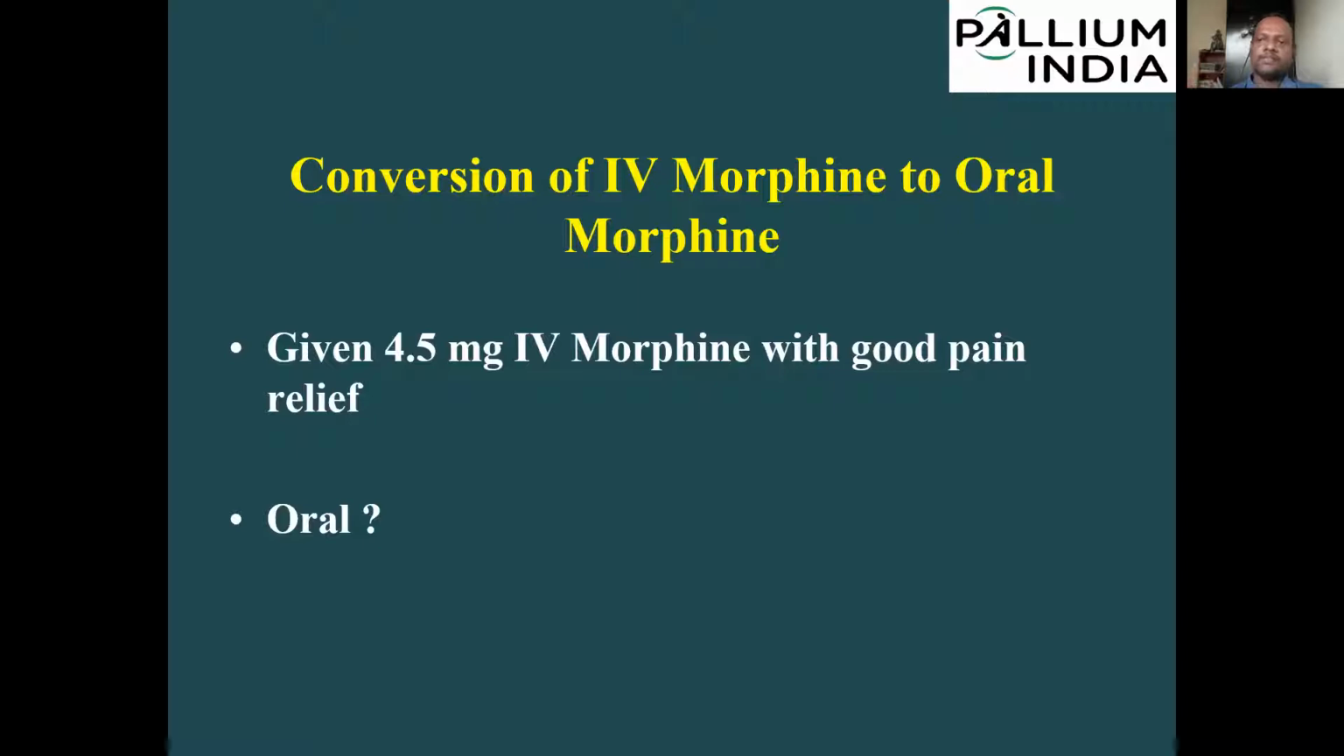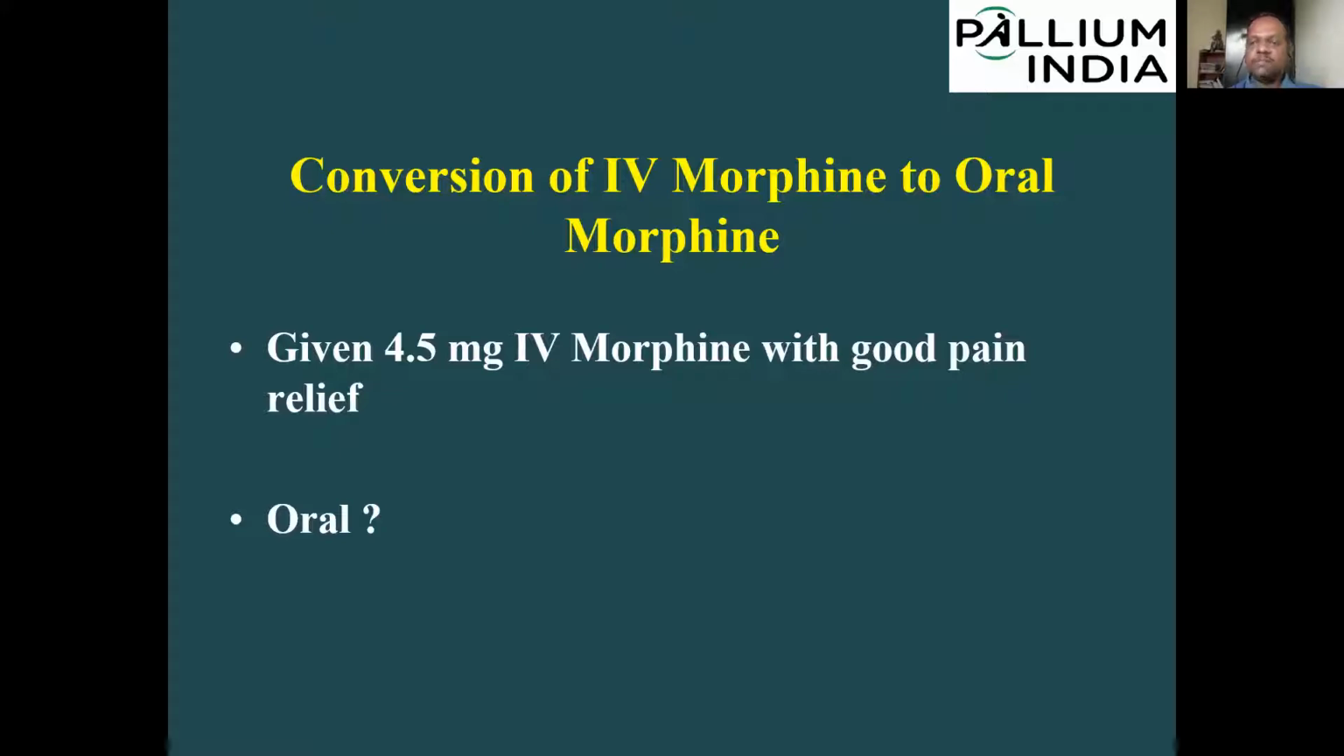But in this patient, we have given only 2 or 3 times 1.5 milligram, and it's only maybe 30 or 40 minutes. So you cannot convert with the factor 3. Actually, we can convert directly. The IV morphine which you have given can be converted to the same dose of oral morphine. So 4.5 milligram of IV morphine is equivalent to 4.5 milligram of oral morphine.